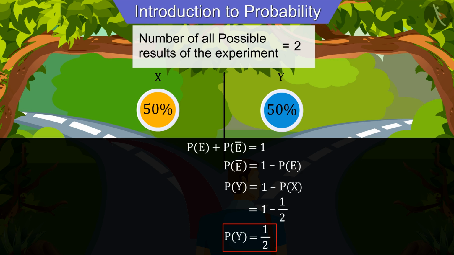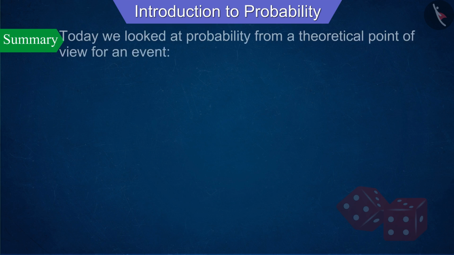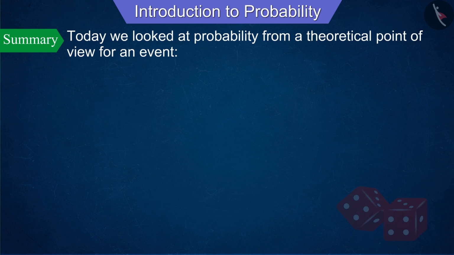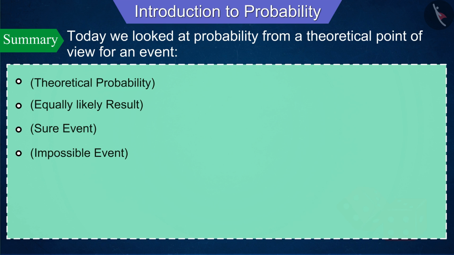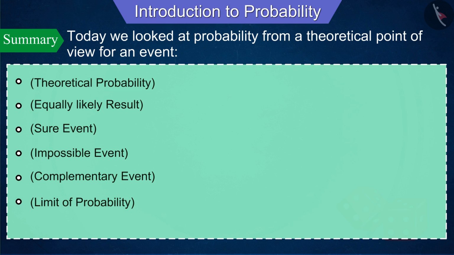Hopefully now you have got a good understanding of probability. Today we looked at probability from a theoretical point of view for an event. We learned how to find the theoretical probability, equally likely results, sure event, impossible event, complementary event, limit of probability, and the sum of probabilities.